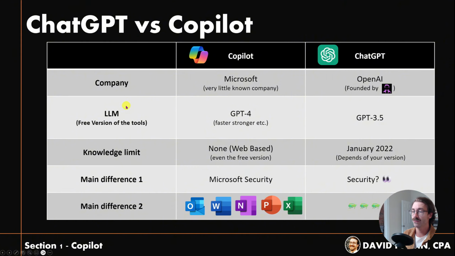And the one difference is the large language model. If you don't know what a large language model is, you just have to think about it as a dictionary. So let's say Copilot and ChatGPT use different dictionaries, and GPT-4, which stands for Generative Pre-trained Transformer, is just faster, it's stronger than GPT 3.5. And when you have the free version of the tools, Copilot uses the stronger version and ChatGPT uses the slower version, let's say it like that.